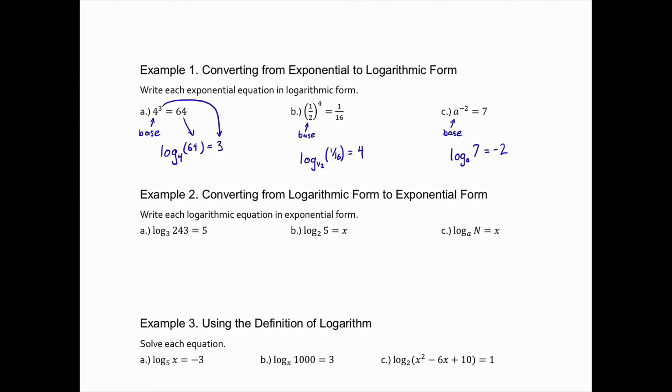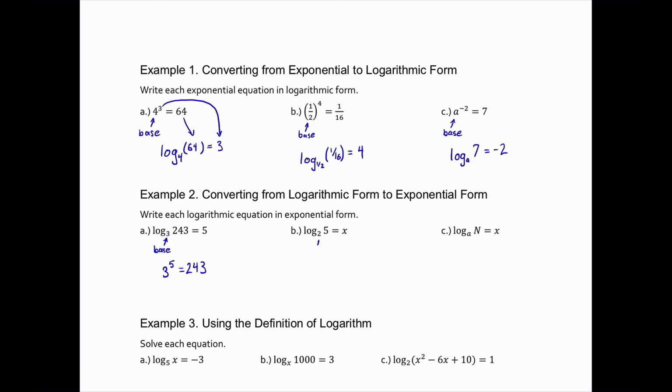And now in example 2, we can go the other way. Notice that we're given the logarithmic form, and then we have to convert it to exponential form. So again, noticing here my base is 3, you would raise that to the number on the other side. 3 to the 5th is equal to 243. And that should make sense if you were to compute it: 3 times 3 times 3 times 3 times 3 is equal to 243.